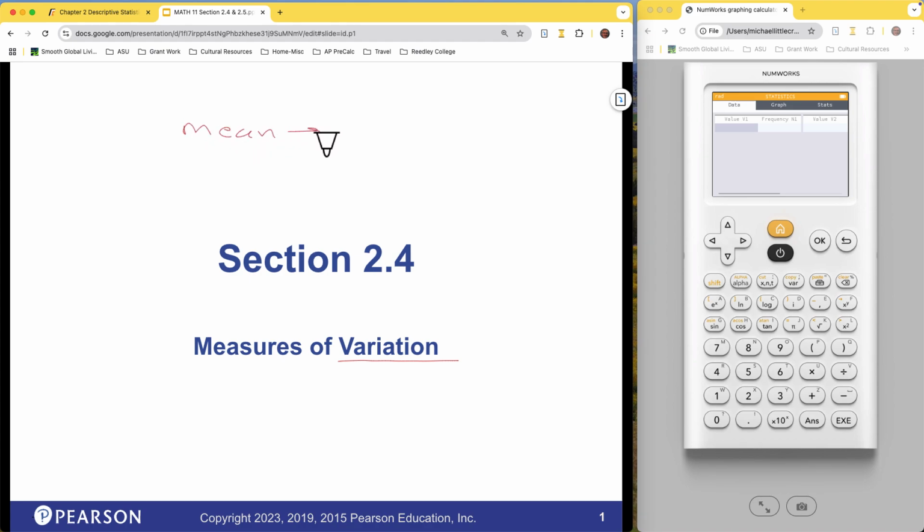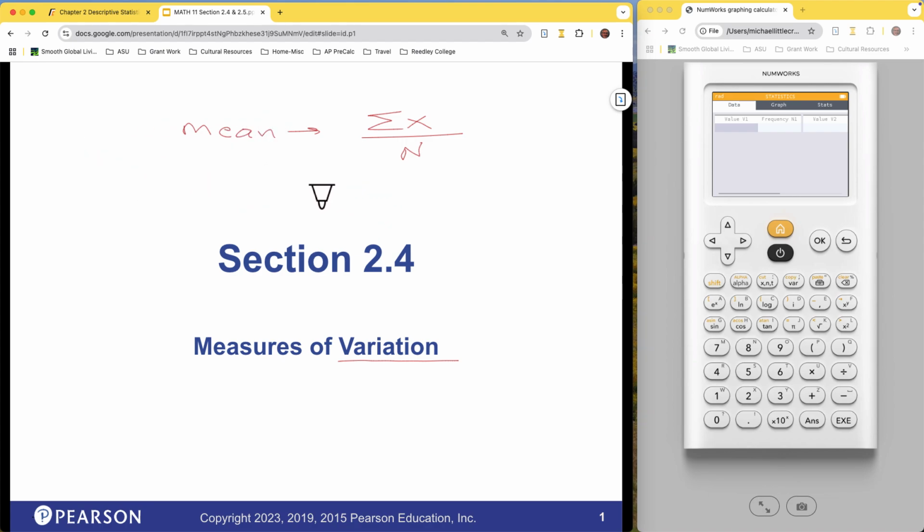So remember, the mean is the center of data where we add all the values together and then divide by the number of items we have. Add each piece of data, divide by how many you have. That's the mean. What we're going to use is called the standard deviation.